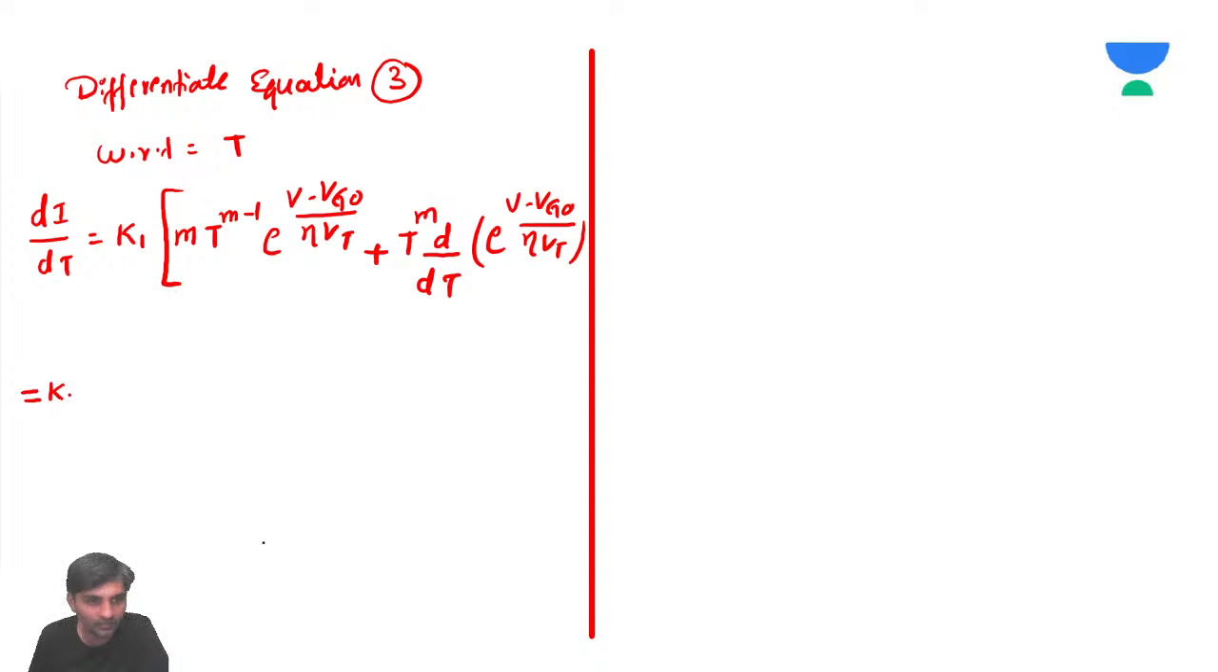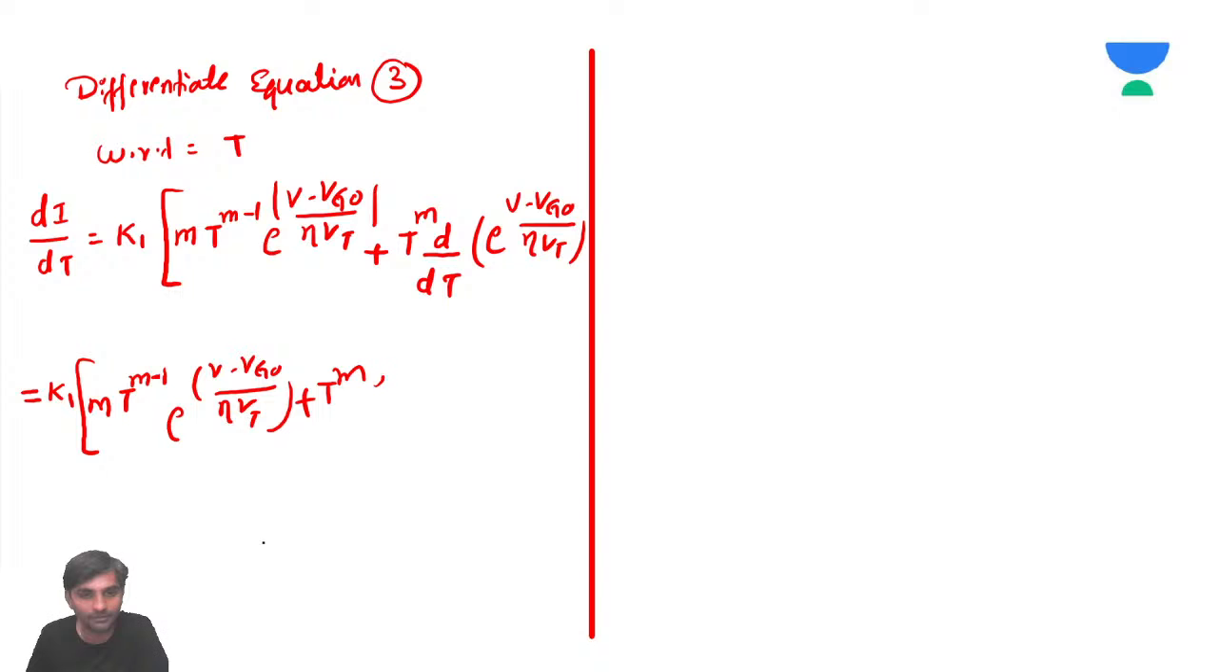Now, in the second step, I can write K1 into, sir, this is a bit of a tedious process, but you need to do it, sir. Nothing wrong. Yes, this is a tedious process, but you should practice. You should just understand what I am trying to do. This is a T power m minus 1. Sometimes you may get confused. So e power (V minus Vg0) by eta Vt plus T power m will be there. e power x is nothing but e power x, e power (V minus Vg0) by eta Vt. Again, this is d by dt of (V minus Vg0) by eta Vt.